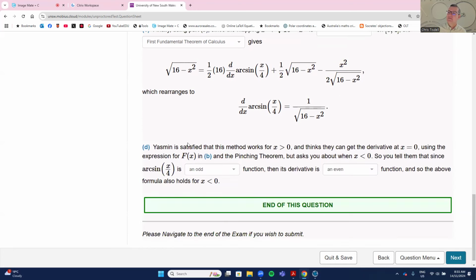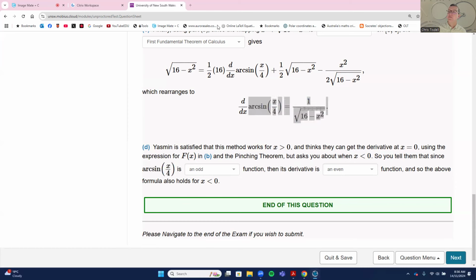All right, lastly, part D. Yasmin is satisfied that this method works for positive values of x. We can manage x equals 0. What happens when x is negative? So you tell them that since arcsine is odd, then its derivative is even. So let's talk about that for a minute. And the conclusion is the above formula here holds for negative x.